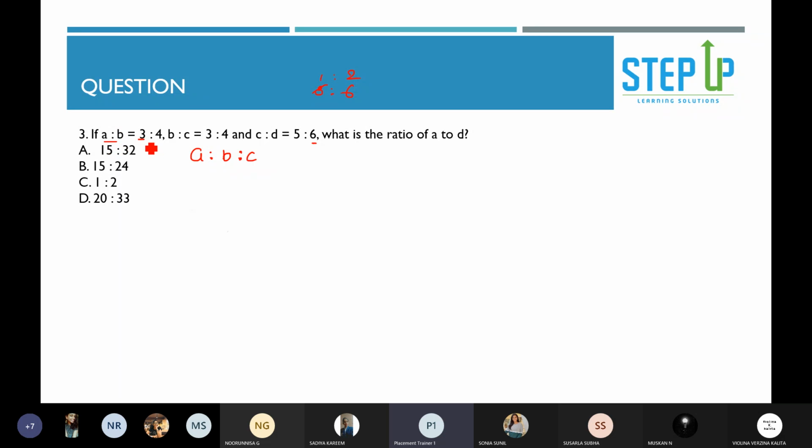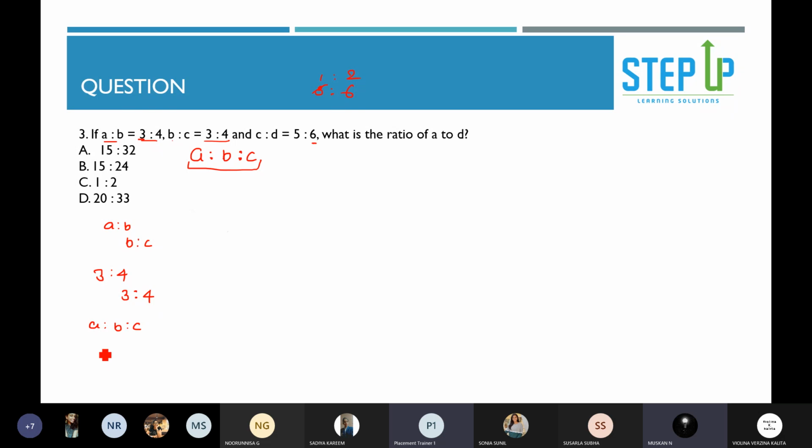They have given A is to B as 3 is to 4 and B is to C is 3 is to 4. So the very first thing we need to calculate is A is to B is to C. A is to B is 3 is to 4 and B is to C is also 3 is to 4. So what will be A is to B is to C? Can anyone tell me?